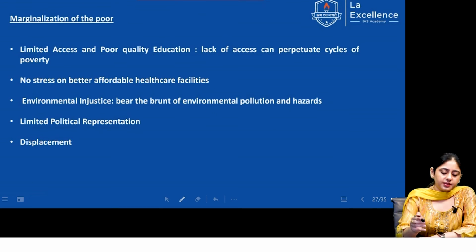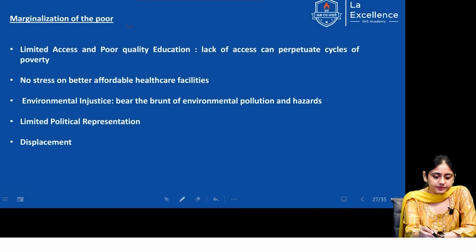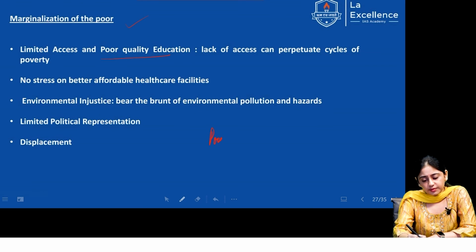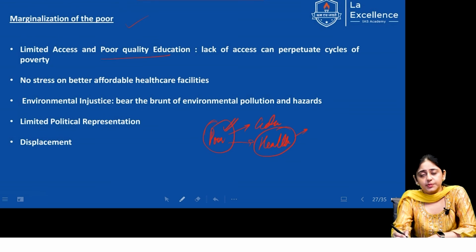The next is the marginalization of the poor. So if you are poor, already your voice is unheard, right? You are not important for the society. Your access to education is very less. The health related services, your hospitals, your dispensaries, they are very few, right? Again, if you are unhealthy, you are uneducated, your voice will never be heard.